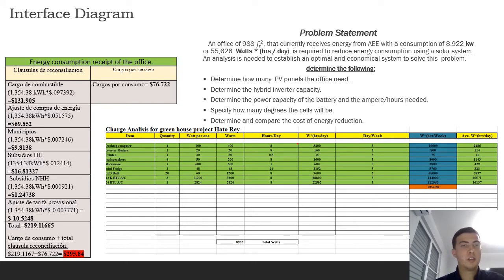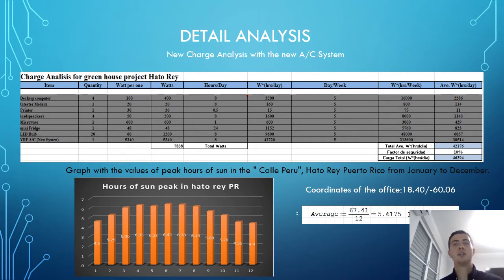Then we have the consumption of the office, the actual consumption, and the charge analysis of the office. And now we have the new charge analysis of the office and the analysis in 1 year of the Calle Peru. That is the location of the office, and the average is 5.6 hours. Sorry, 5.6 hours peak.